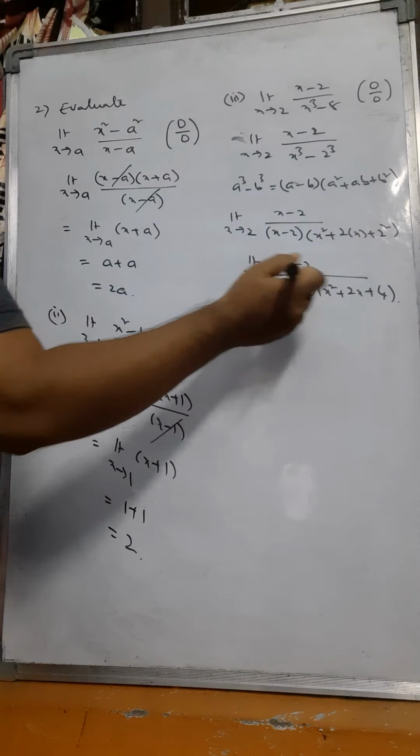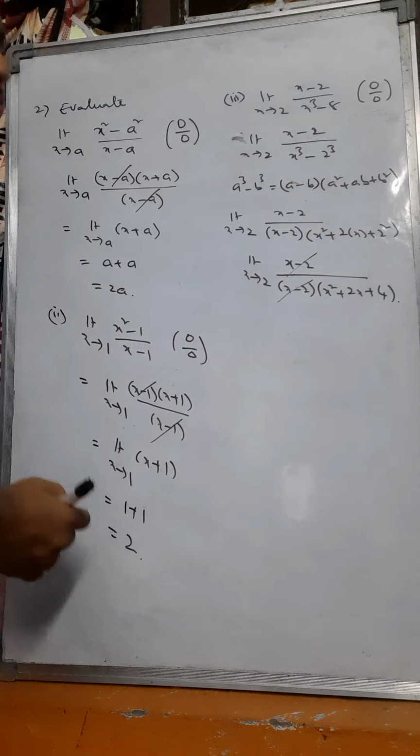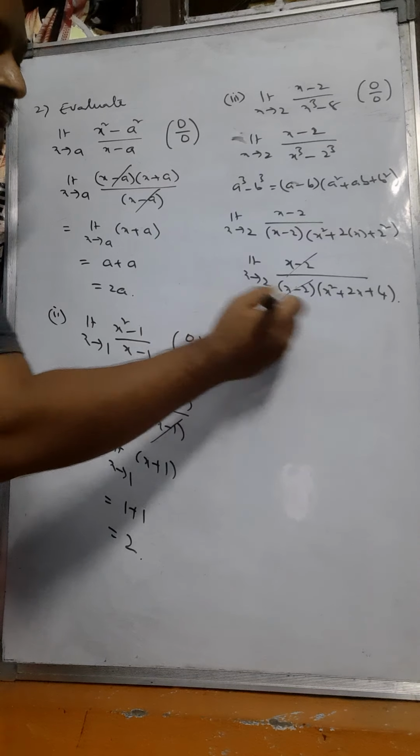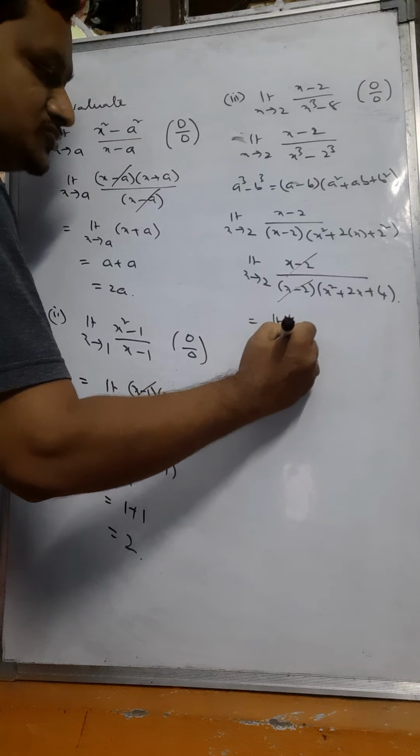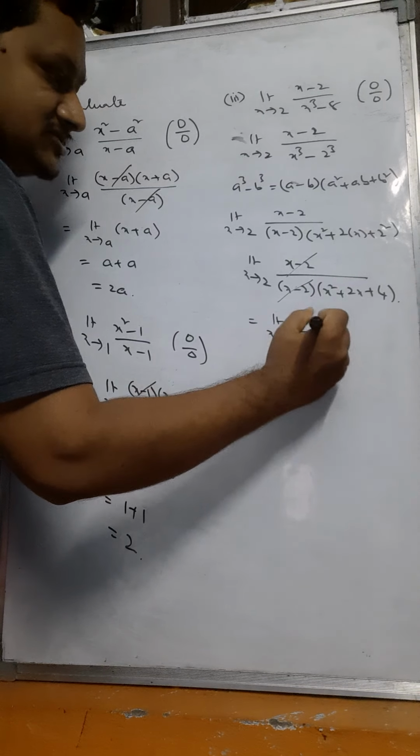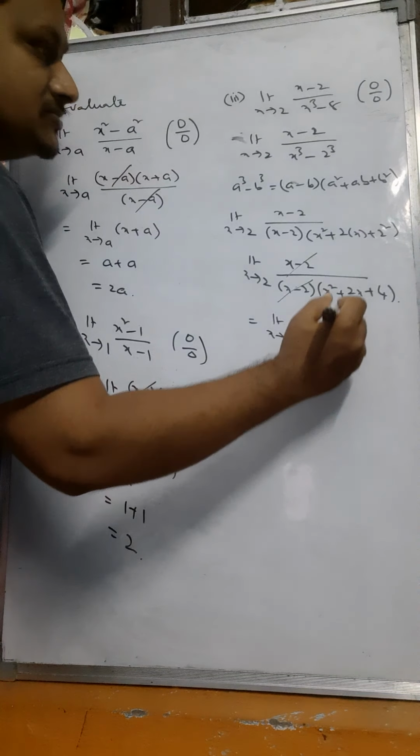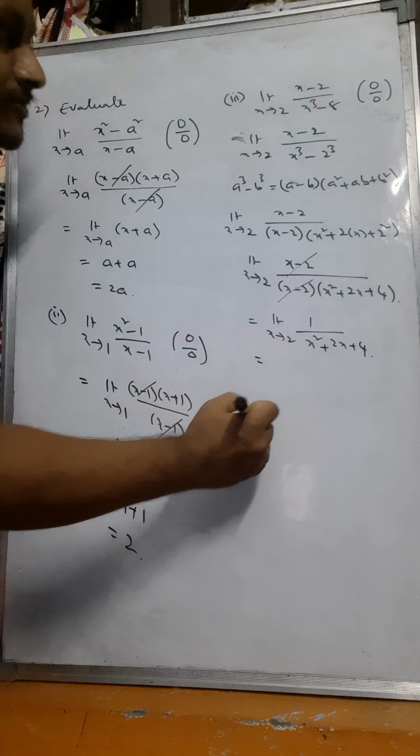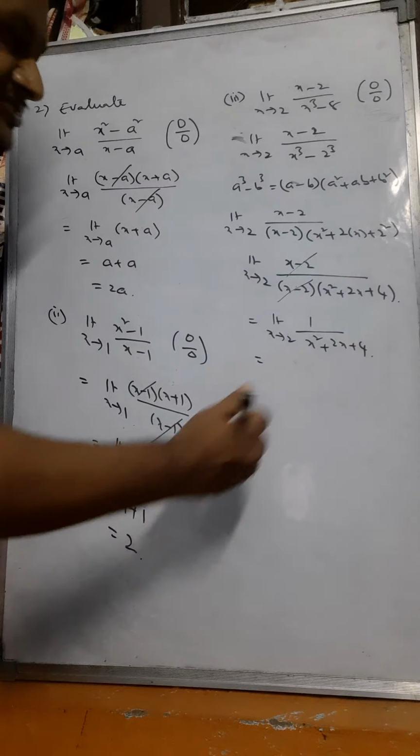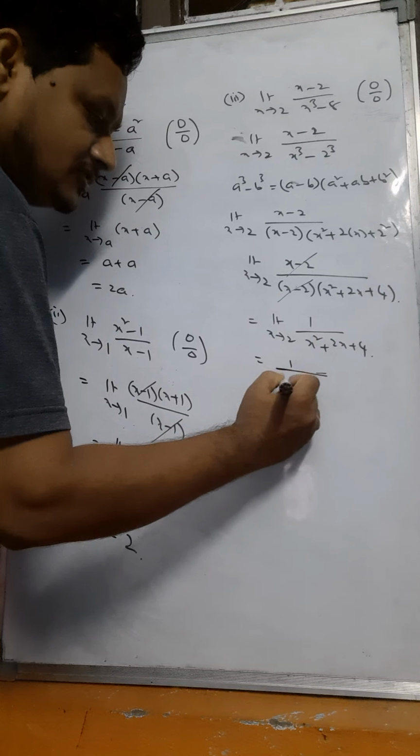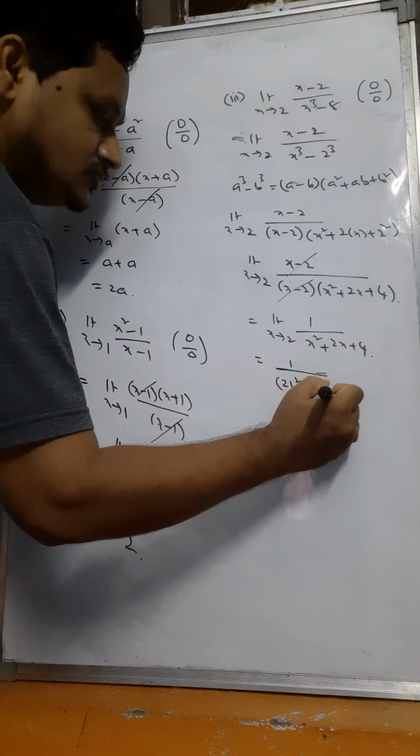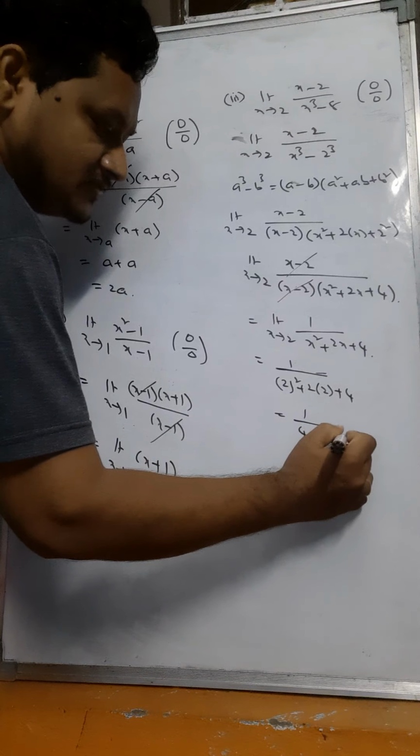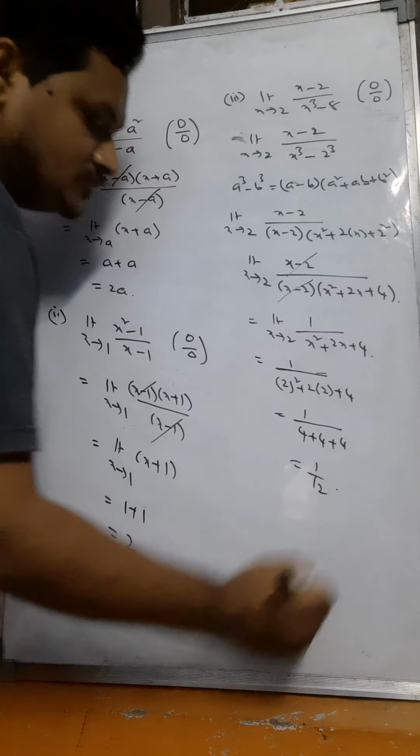So x minus 2 will get cancelled. So we will get limit x tends to 2, 1 by x square plus 2x plus 4. That is equal to 1 by 2 square plus 2 into 2 plus 4. So that is 1 by 4 plus 4 plus 4.